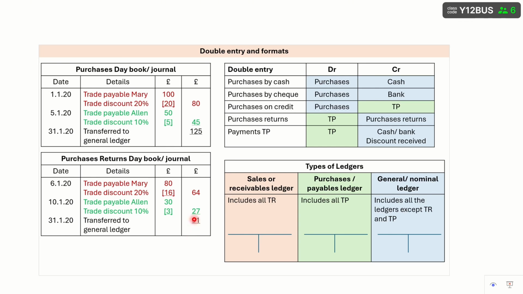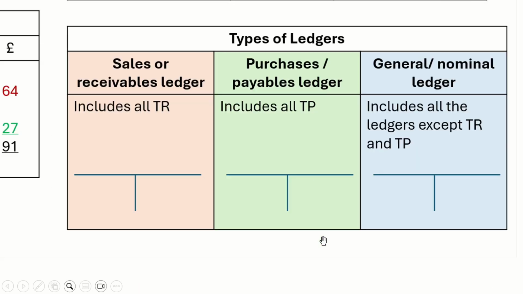We include the trade payables and we find the totals of credit purchases and purchase returns. Do remember the double entry of purchases on credit: purchases debit, trade payables credit. Purchase returns double entry: trade payables debit, purchase returns credit.